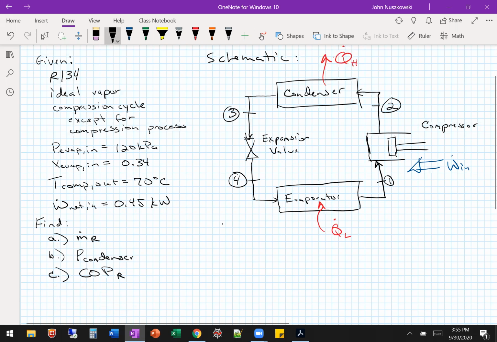Assumptions. Every device has one inlet, one outlet, neglecting kinetic energy and potential energy, in steady state.